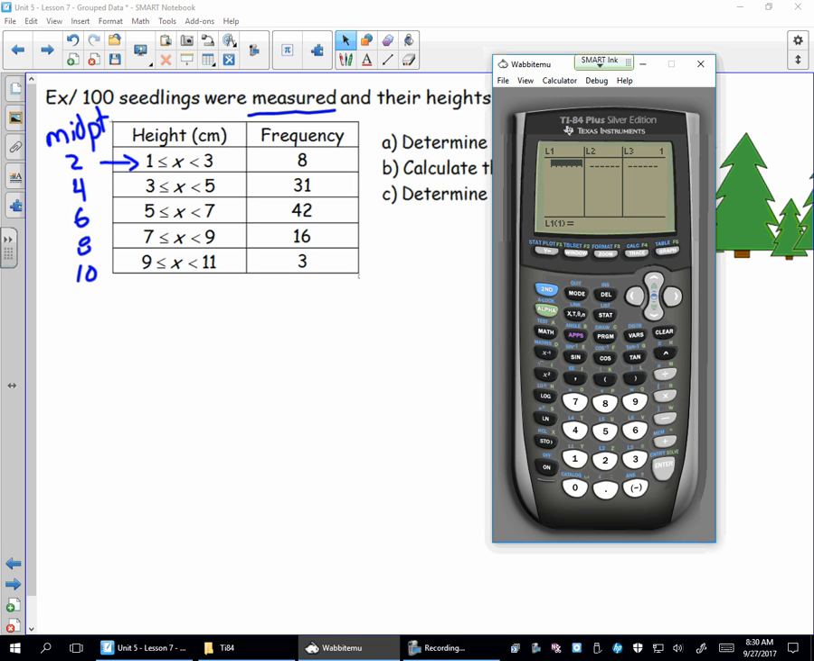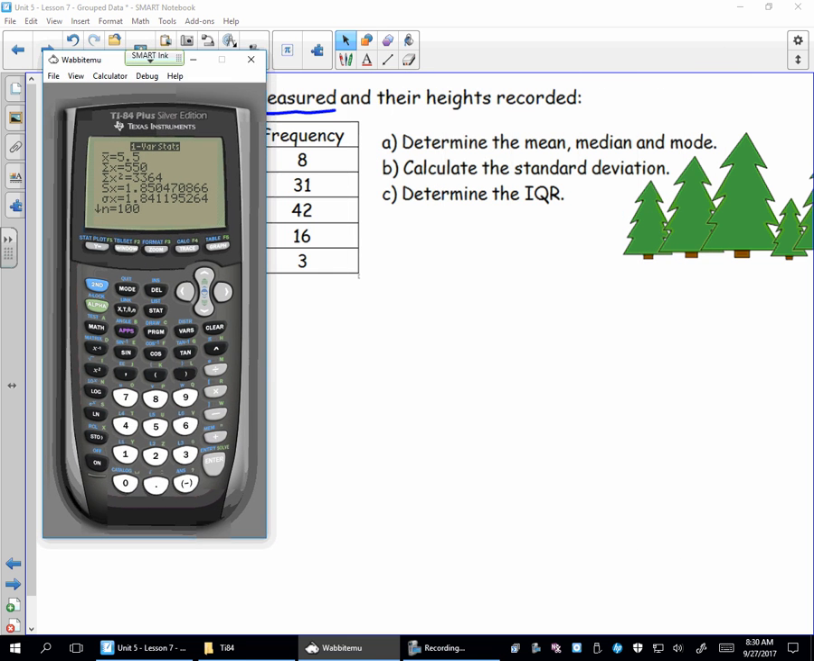So what do we have? We don't have values, we have midpoints. So 2, 4, 6, 8, and 10 are midpoints. How often did that occur? There were 8 in the first interval, 31 in the second, 42 in the third, 16, and 3. Same old process, stat, calc, one var stats. We're going to leave our frequency list in it because we have multiples. Go to calculate, and here's our information.